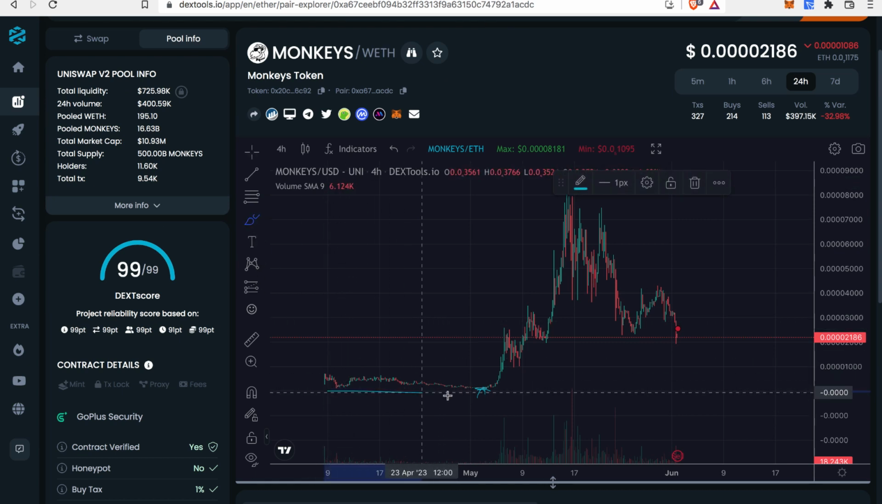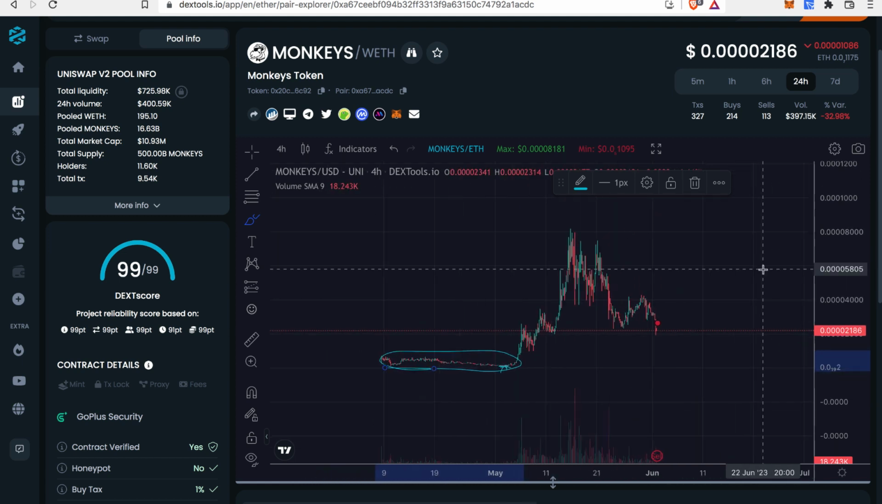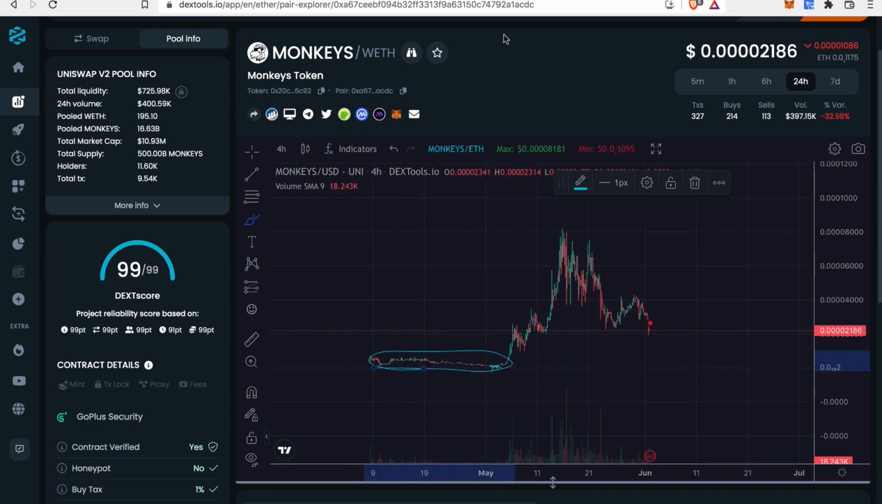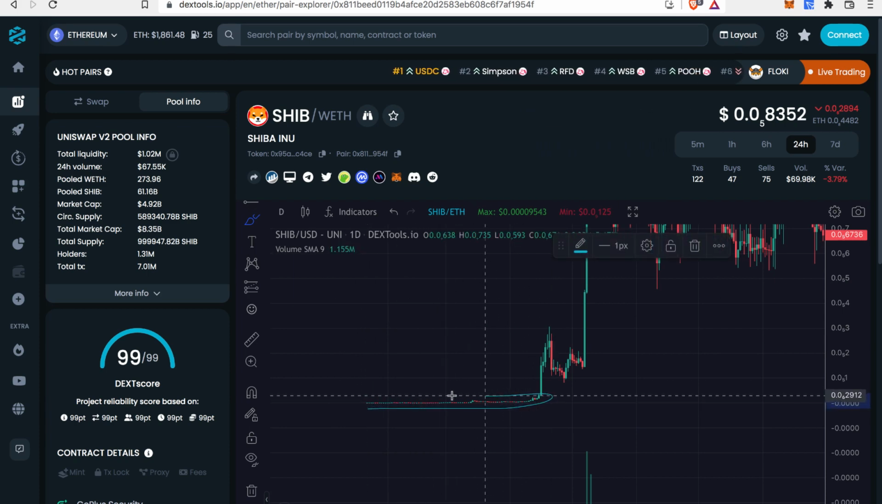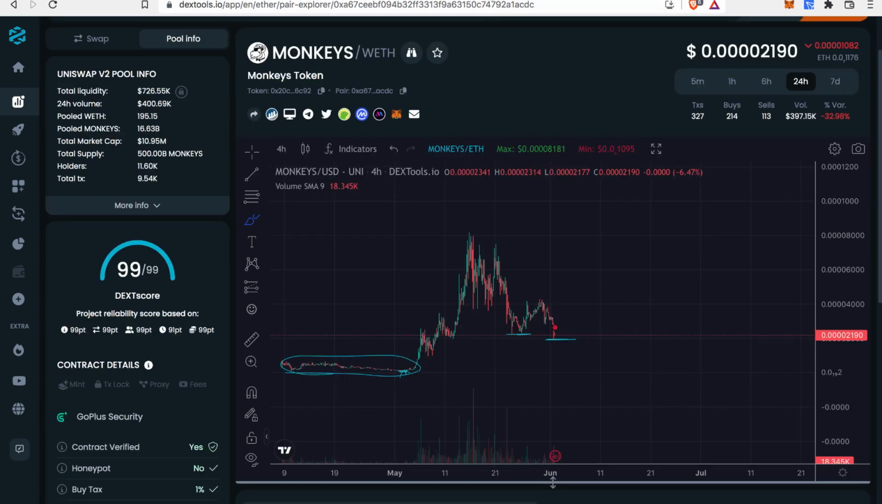Look at this flat period, which was actually an 82% dip, but it looks like pebbles now, right? When you zoom out, it looks so flat. It looks like nothing. Look at SHIB, guys. This is so cool. It also had this flat period exactly like monkeys. Just pay attention, guys, to the pattern.